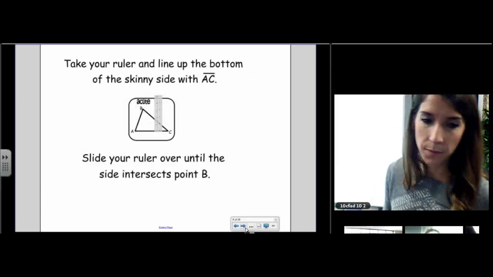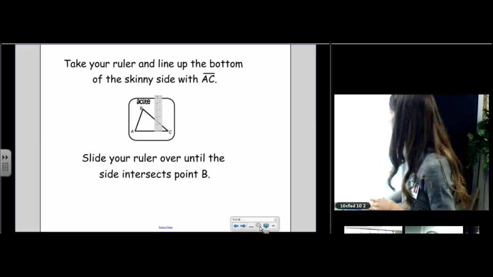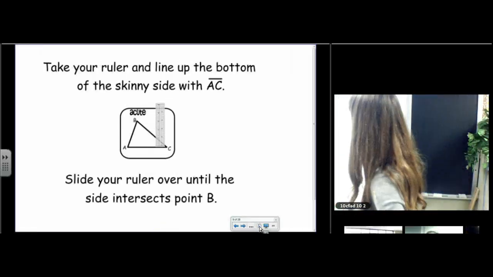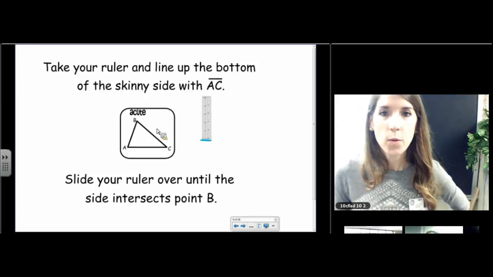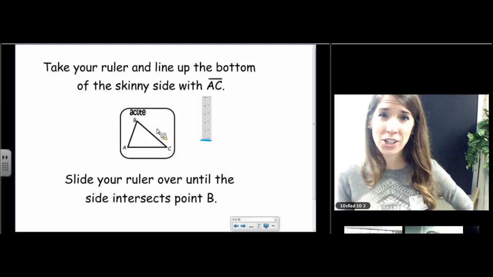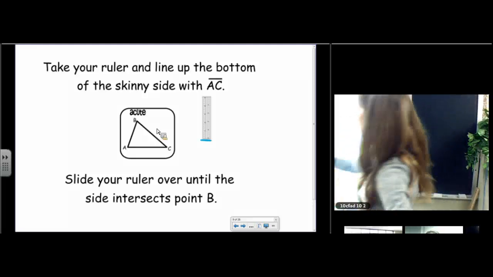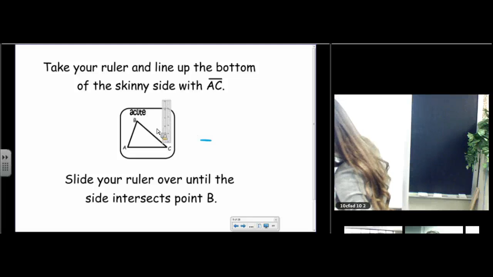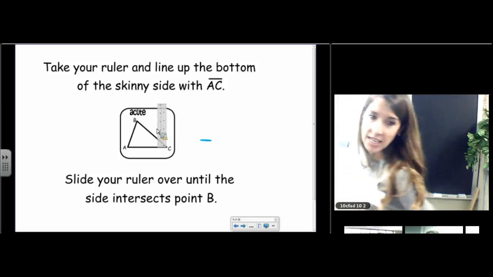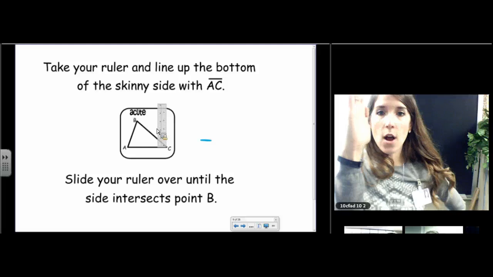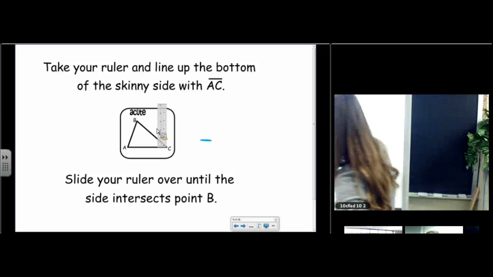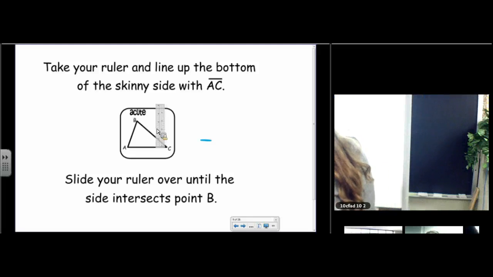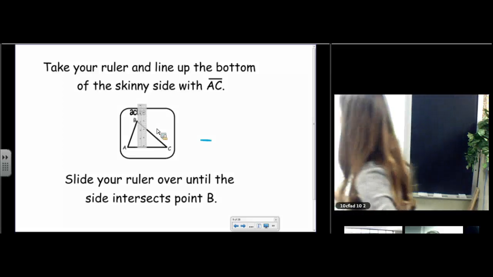So what we're going to do is take our ruler and make the bottom of our ruler flush with side AC. Do you know what it means to be flush? Like it should be lined up perfectly with AC. So you take your ruler and you make sure it's perfectly lined up with AC. Then you're going to drag it over until it goes through angle B. So you're going to slide over, it's flush with the bottom. It's hard to do with smartboard.